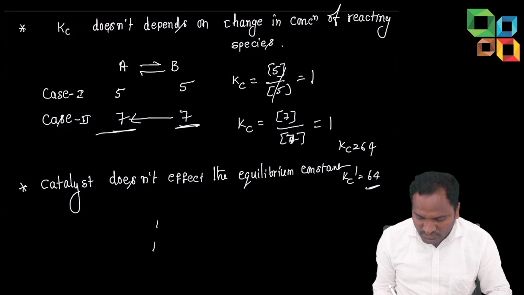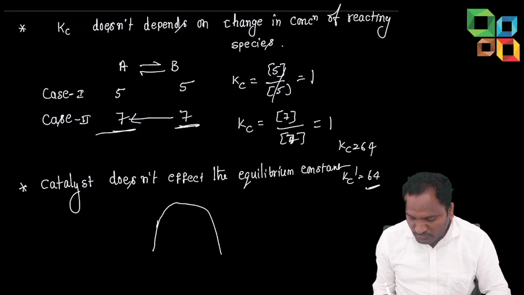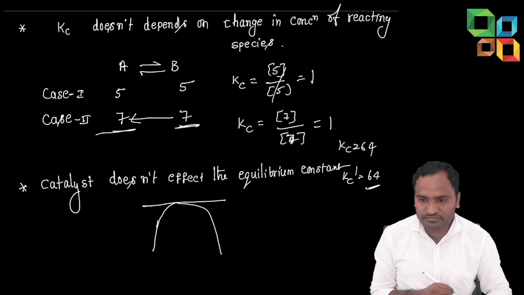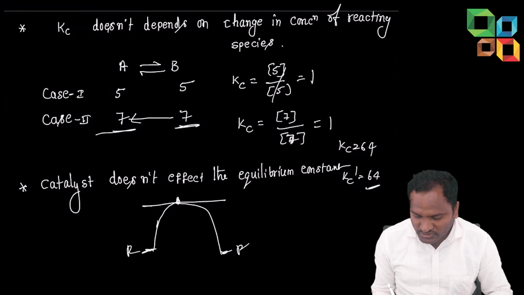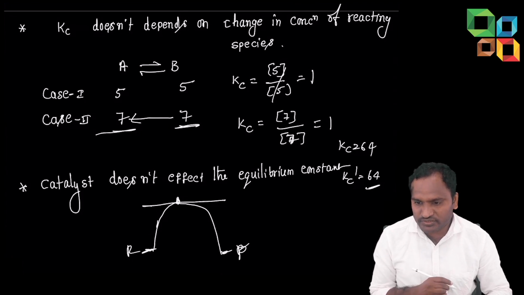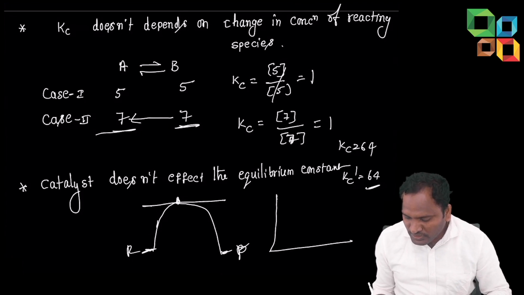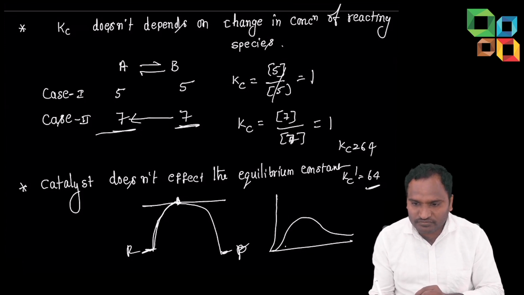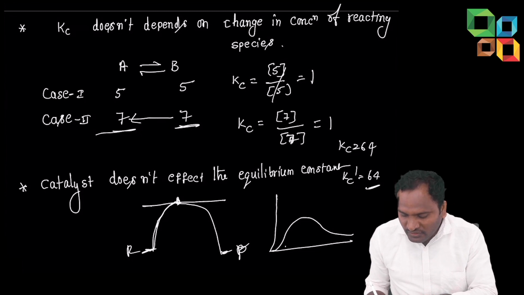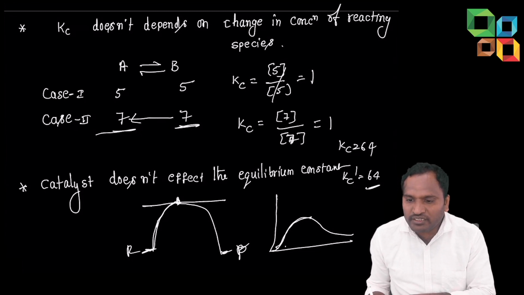Suppose here reactants are there. To convert into products, they have to reach this barrier. This is called the transition state. Whatever reactants reach this barrier, only those reactants can be converted to products. The catalyst will decrease the height of the barrier. Here, only some reactant molecules could reach. If we decrease the height of the barrier, many reactant species can reach.